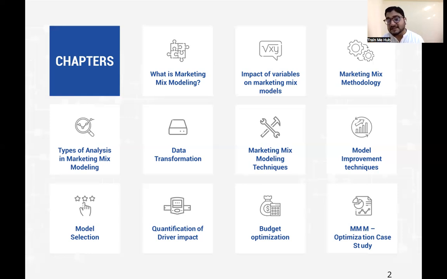Then in the last, as I said, we'll be touching base on the MMM case study, where we'll cover three industrial case studies, and we'll discuss how to select what type of model and when to select what type of model. So let's start.